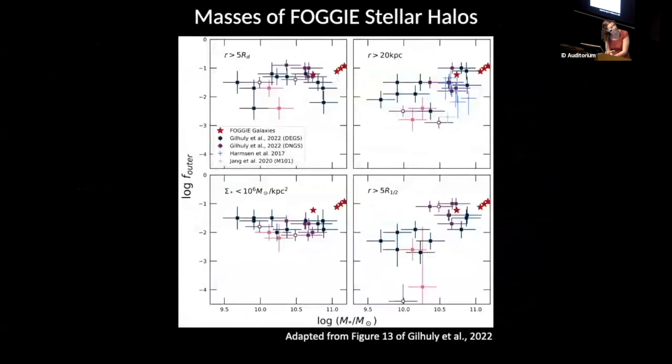I can say, let's see, there we go. I have compared the masses of the FOGGIE stellar halos to the Dragonfly stellar halos. This is a bunch of different definitions of the mass. The one that's really closest to the one that I've been using to define the stellar halo is this upper left here, which is R greater than 5 R_d, the disk scale length. And all the observations are marked with uncertainties. The FOGGIE halos are in red. You can see that the FOGGIE halos are on the massive side, but they're definitely in the right realm. The question is, is that mass distributed in a reasonable way? Or are we seeing too much on the outskirts?